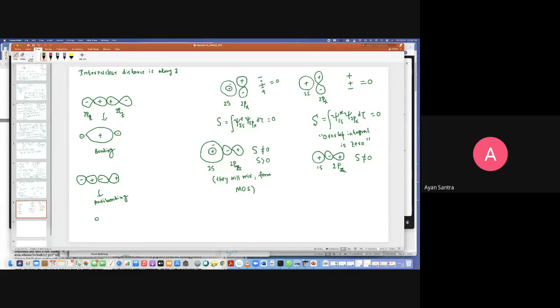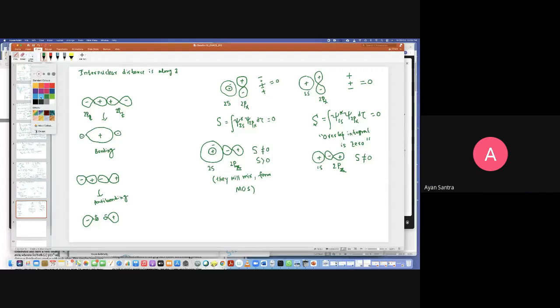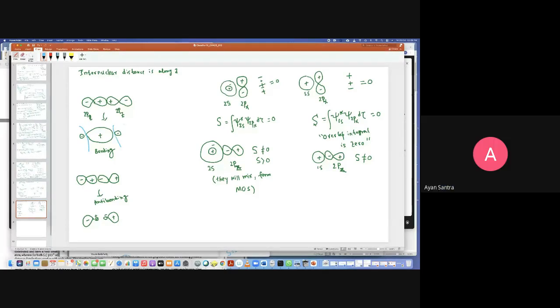The electron density between the two nuclei will be less. Yes, sir, this is plus, this is minus, and then like this. This is minus, this is plus. Now, in bonding, how many nodes are there? Tell me. Two nodes. Yeah, because you already had these two nodes, so you have two nodal surfaces.